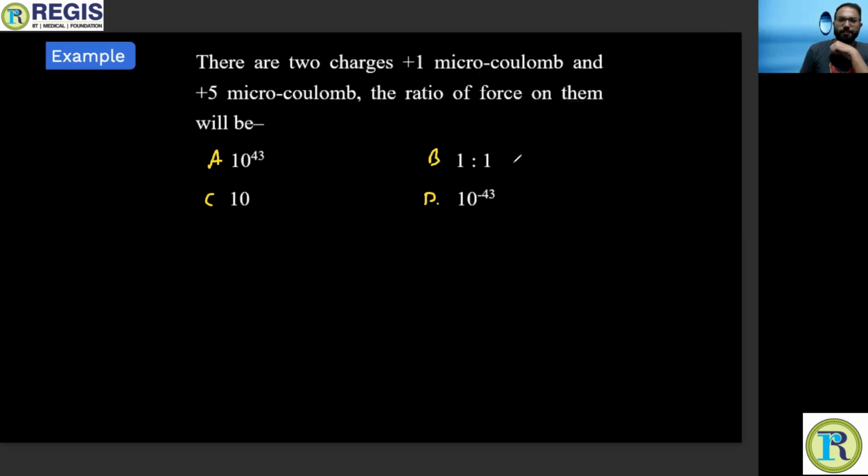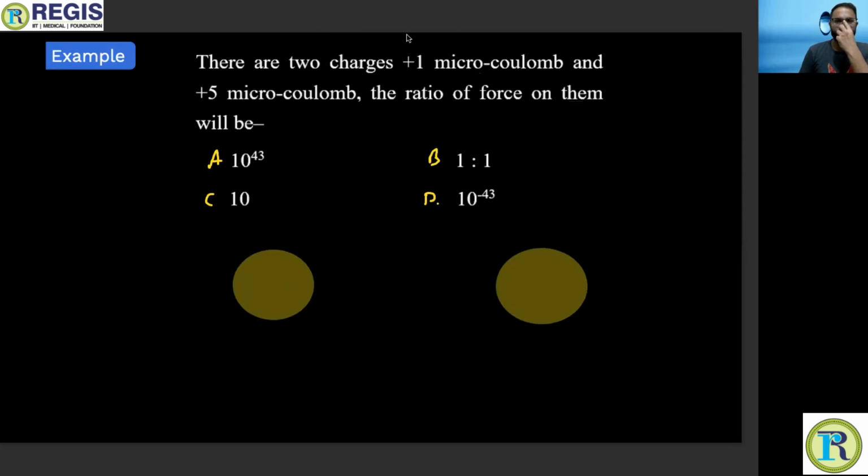Okay, now let's suppose these are the two charges. We can see both the charges have the same polarity, and the values are +1 microcoulomb and +5 microcoulomb. Now they will repel each other by the same force, but in opposite direction. But we have to find the ratio of force on them. The ratio will be 1 because the forces are the same.